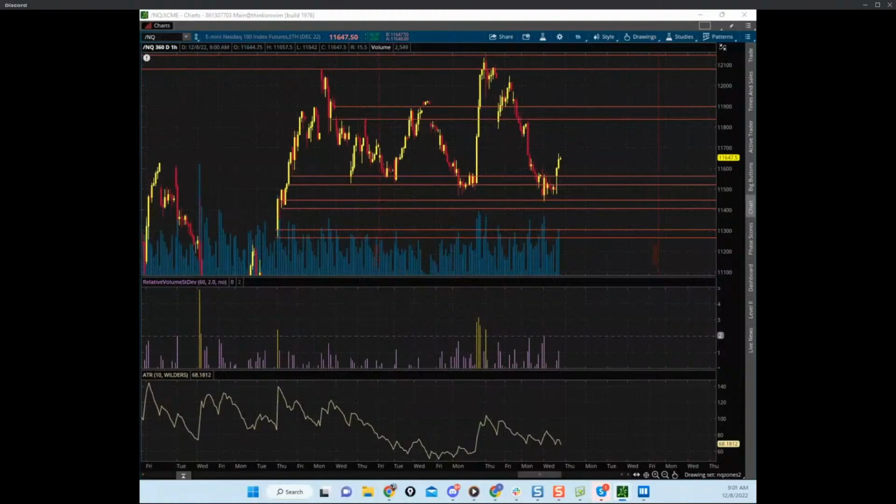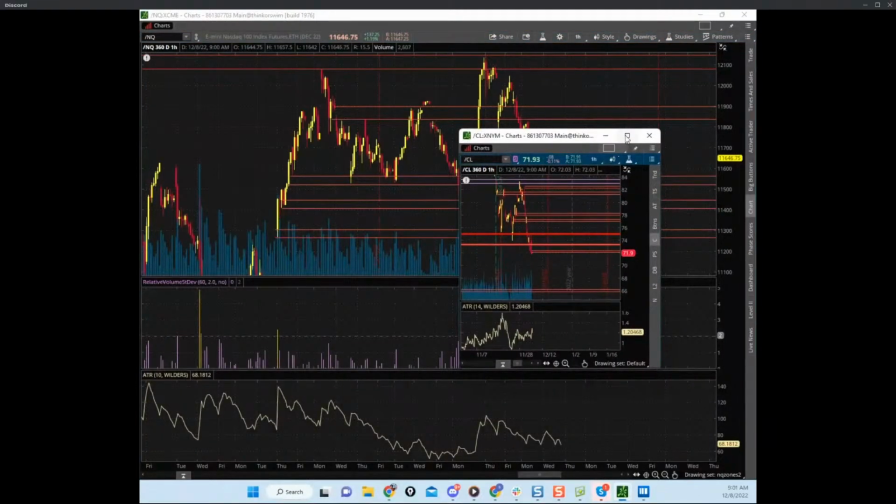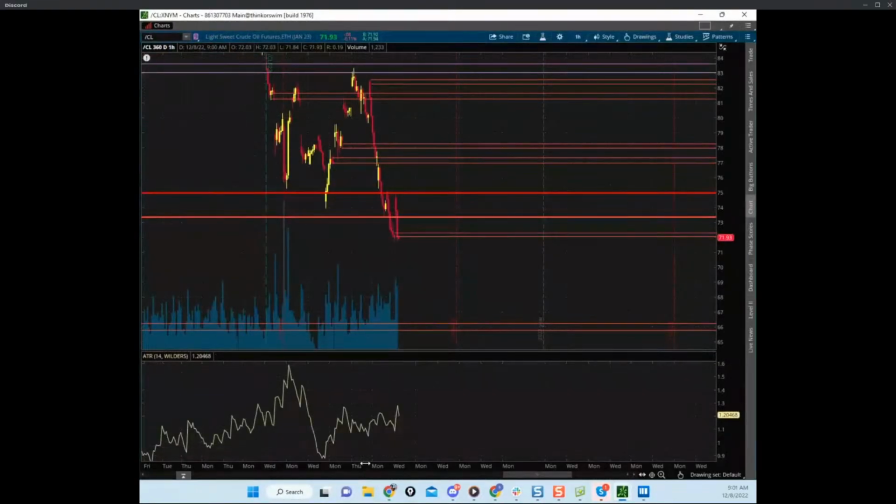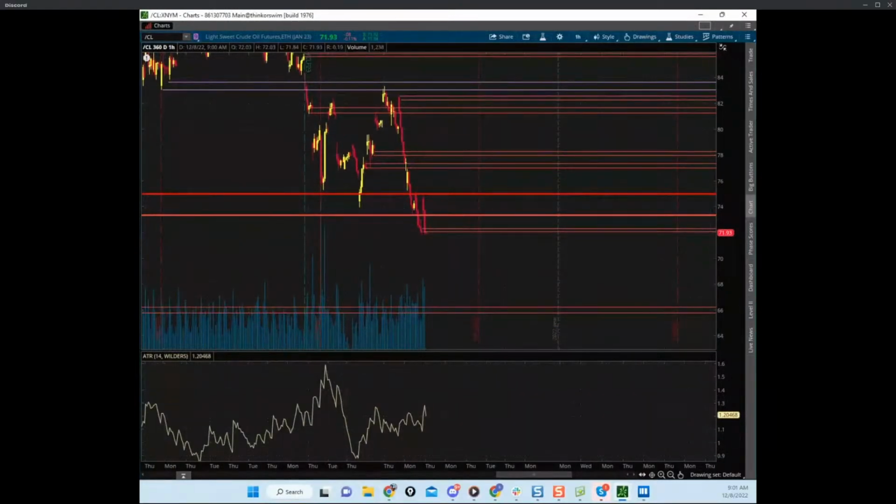So this is what I was getting at with crude earlier, why I expected this sell-off. Right, so this gapped up overnight. This zone was really, really important. We'll look at that in a second. But we gapped up overnight, and this was looking like it was going to possibly come.